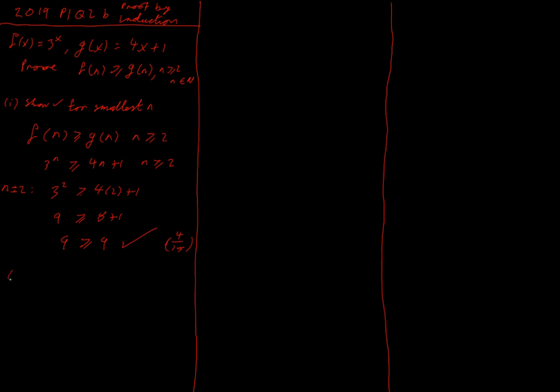Part 2, always, is assume this is true. Assume true for n equals k. K is just some particular value. K could be 3, k could be 100. We don't know. K is just some particular value. And we're going to say that we're going to assume that this is true.